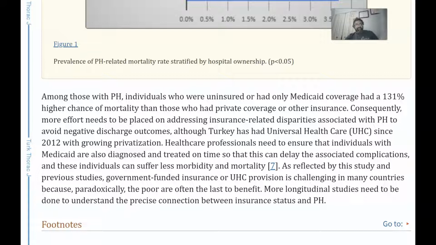In Turkey, there has been universal healthcare since 2012 with growing privatization. So professionals need to ensure that individuals with Medicaid are also diagnosed and treated at the same rate. These are all the different facets to be remembered. Nations are creating healthcare systems that people can get lost in the safety nets.